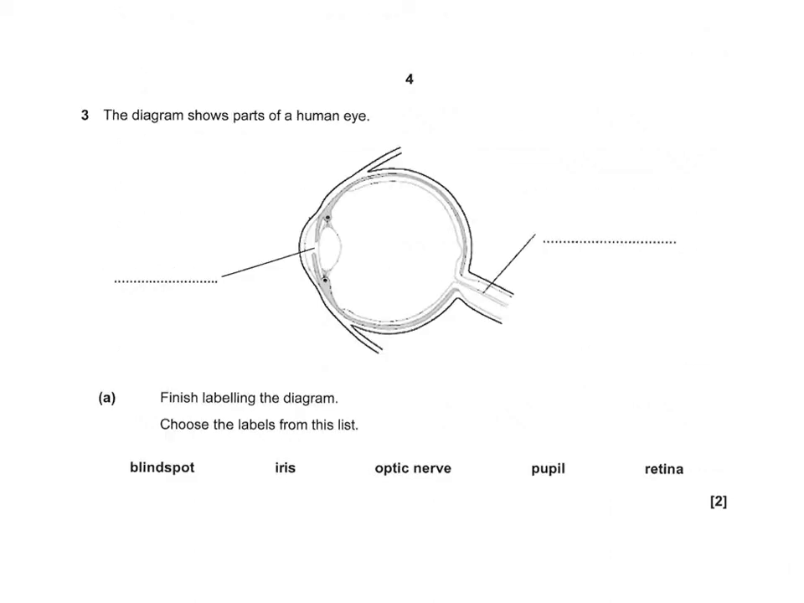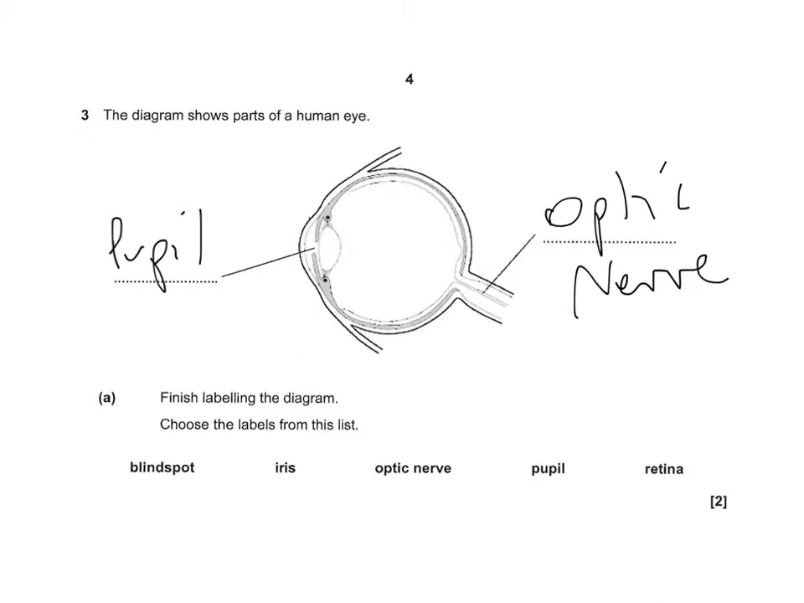The diagram shows parts of a human eye. So you've got to finish these labelling. So the first one here is the pupil, and the other one is the optic nerve. So mark for each of those.